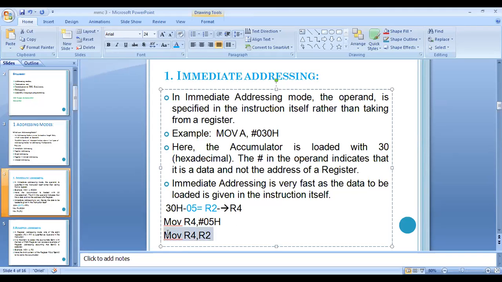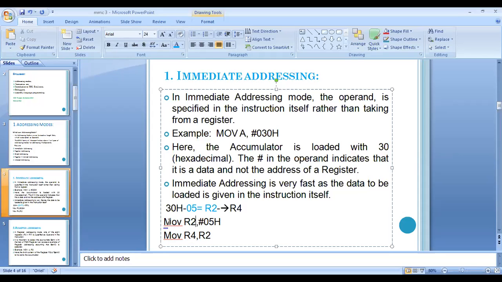So see here, by using this instruction, आता how the operation is going on, whatever the value of R2, it is going to be copied into the R4. Whenever I want to use the register addressing mode, I have to first copy that value into the register. Okay, and in the second step I have to mention the name of the register. Is it okay? 05 is assigned to R2, and then in the second step whatever the value of R2 is going to transfer to R4.